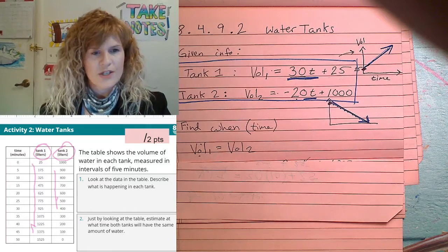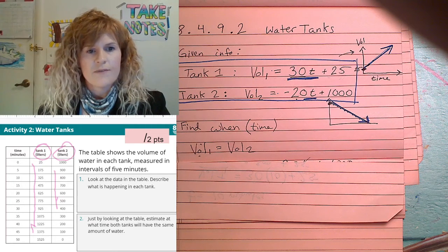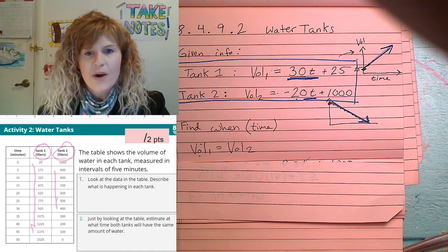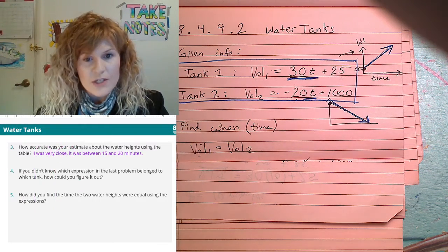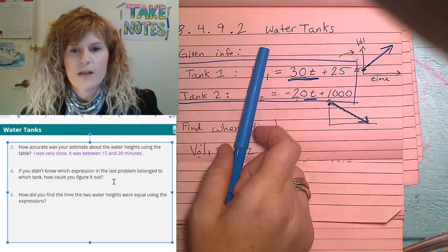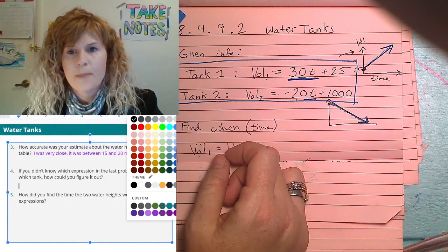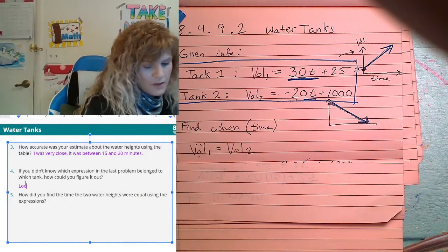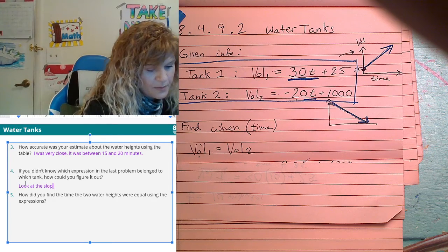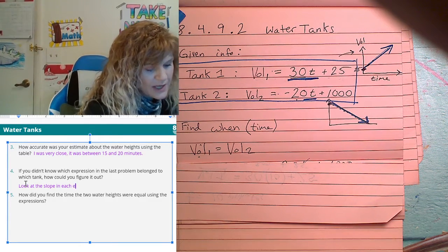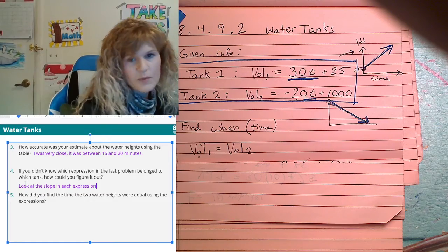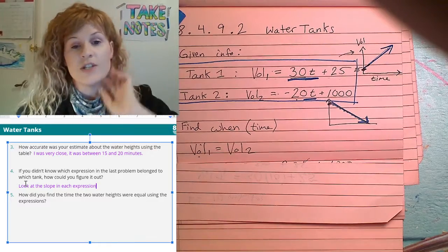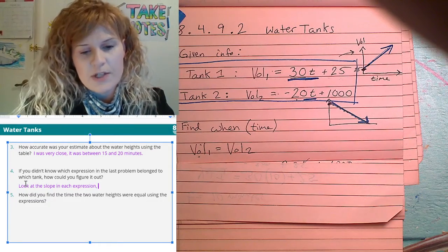So let's answer that question. How could you tell if you weren't given which equation goes for which tank? How could you know which one is for which? I'll help you with this answer, and I'll type it in purple. Look at the slope in each expression. And when we say expression, it means that formula they gave us, the equation. Look at the slope in each expression.